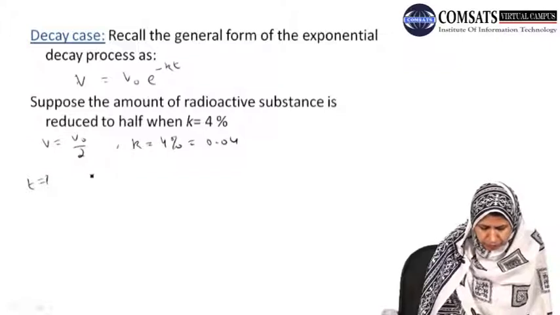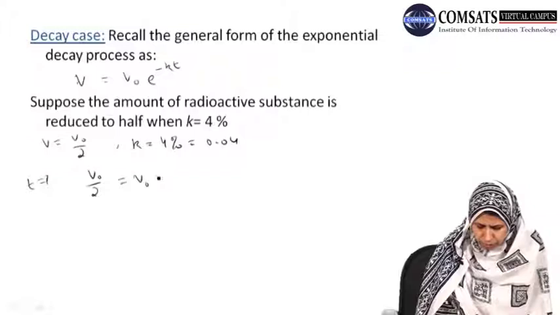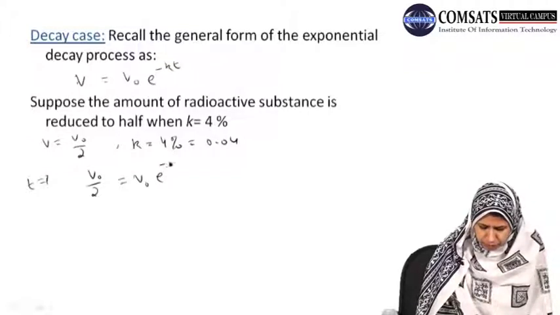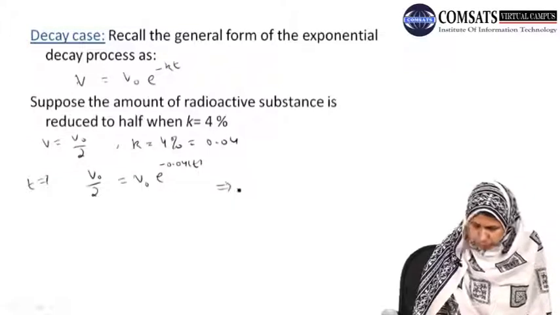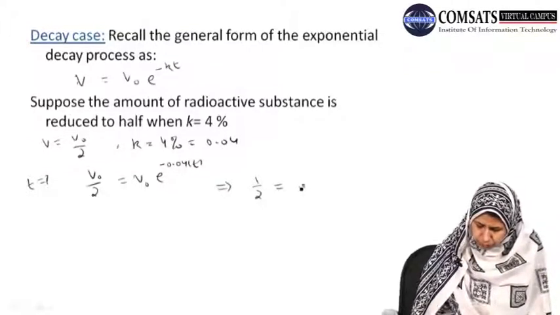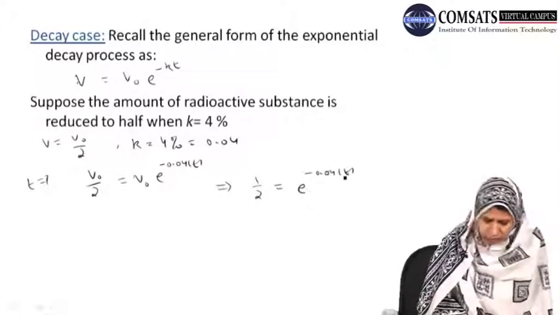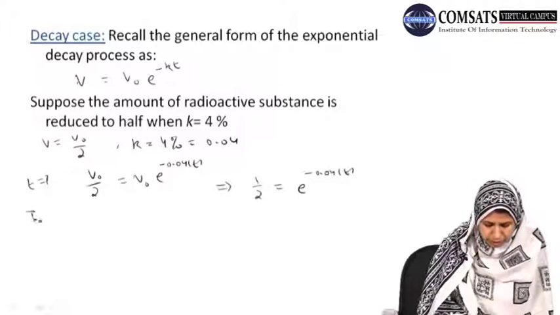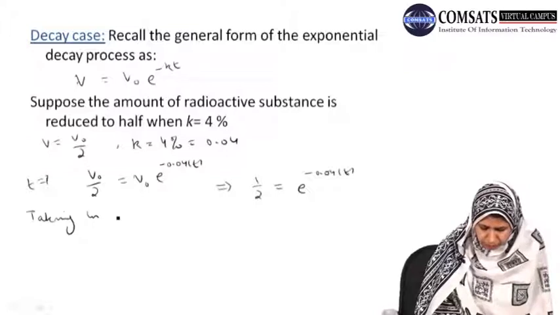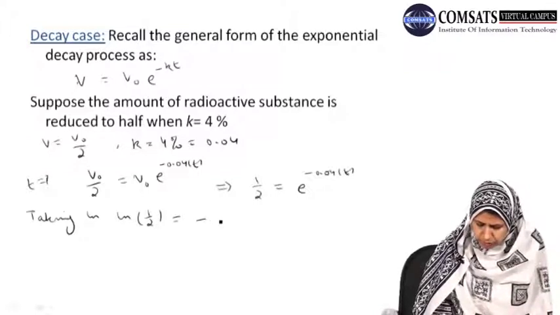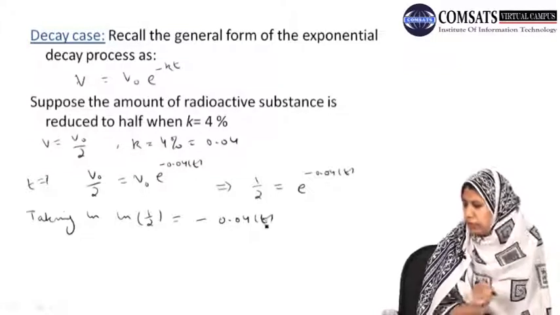So by putting the value V = V₀/2, we obtain V₀/2 = V₀ e^(−0.04t), and simplifying we obtain 1/2 = e^(−0.04t). Now again, by taking the natural log on both sides, we obtain ln(1/2) = −0.04t.